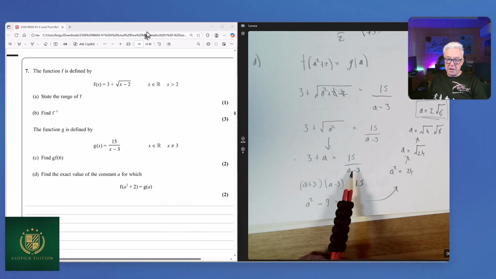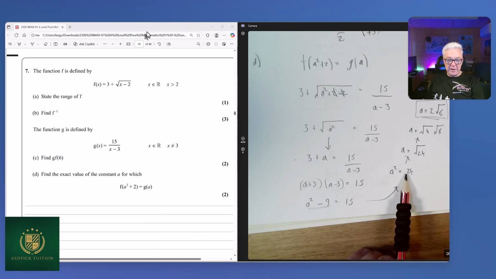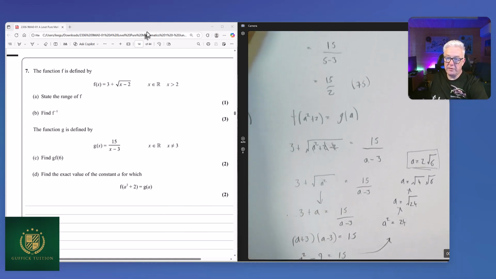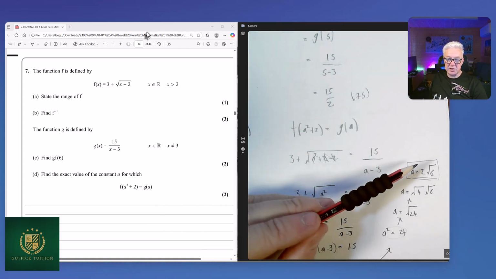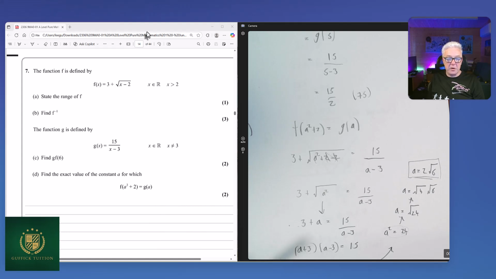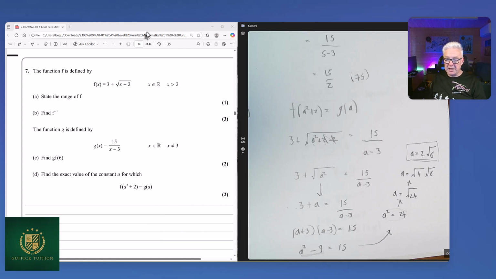Now when we've subbed in, we've got to this stage here. I've multiplied both sides by a minus 3 to get a add 3 times a minus 3 is 15. This is the difference of two squares, so it goes to a squared minus 9 is 15. Finally, I've added 9 to both sides to get a squared is equal to 24, and then square rooted. The square root of 24 is the same as the square root of 4 times 6, which is the same as 2 root 6. So a is 2 root 6. And we don't need to worry about the negative value because the question tells us that x has to be greater than 2.